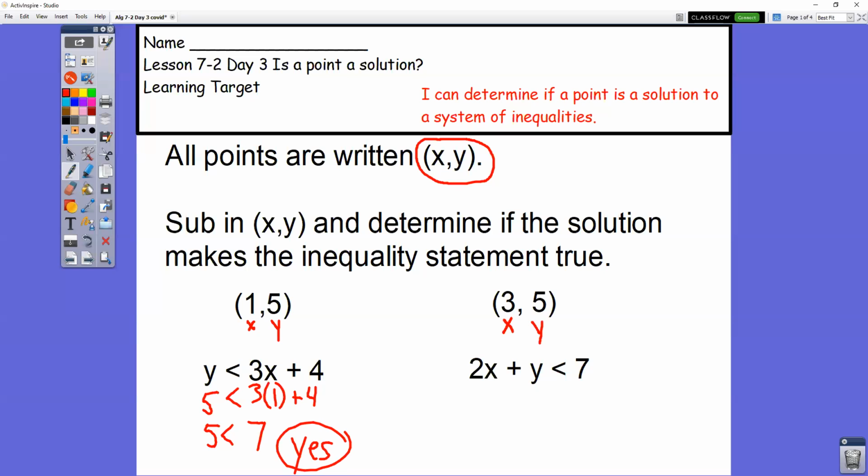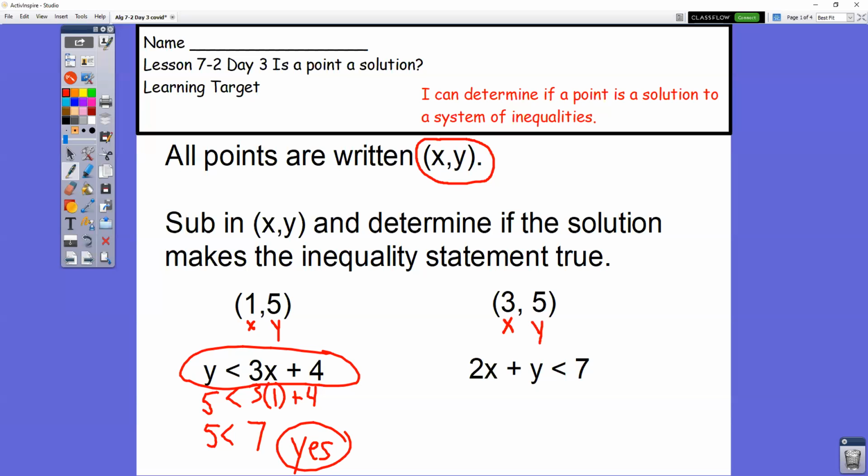Now, what does that yes really mean? That yes really means if we graphed this inequality, this point 1 comma 5 would be in the shaded area. It would be a possible solution. So you're just going to put yes or no. Here you're going to put yes because 5 is less than 7.